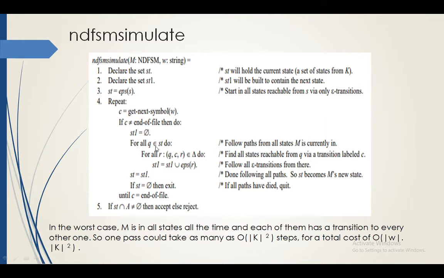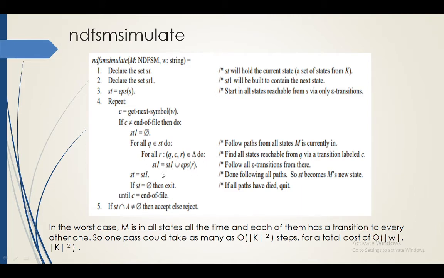So for all paths belonging to the current state, do this. For all r, find all the states reachable from q through a transition labeled c. So r is nothing but the next state you are going to reach from the current state after reading the input symbol c. If there is a transition from q to r after reading some input character, then you are going to do this.